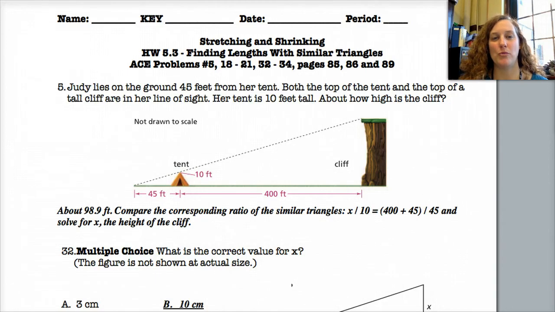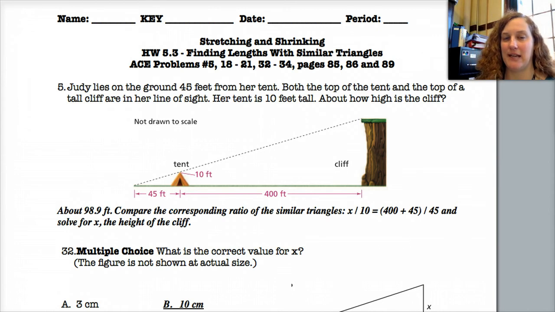Hello, welcome to the homework review for homework 5.3, Finding Lengths with Similar Triangles. ACE Problems 5, 18 to 21, 32 to 34 on pages 85, 86, and 89.